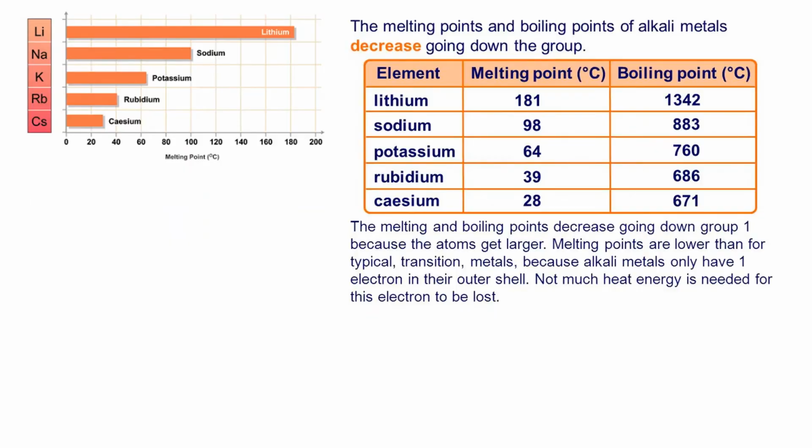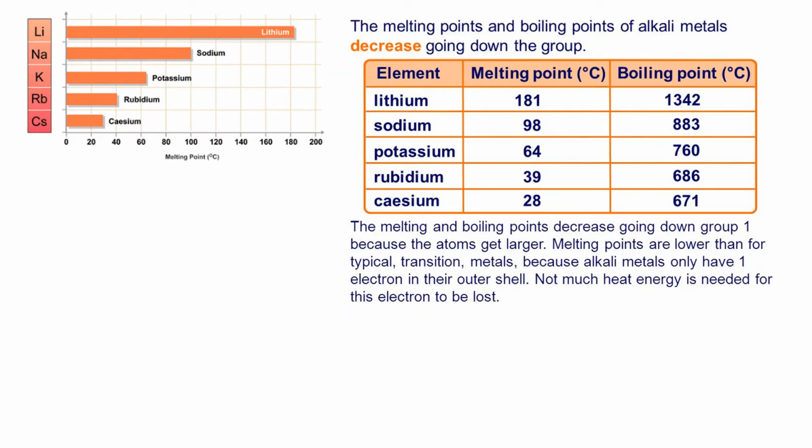Okay, let's carry on reading. Right, let's look at the trends of the melting points. If you look at the trends, the melting point decreases and the boiling point decreases. The melting and boiling points decrease going down group 1 because the atoms get larger. Melting points are lower than for typical transition metals because alkali metals only have 1 electron in their outer shell. Not much heat energy is needed for this electron to be lost. So as you can see, the melting point goes down.